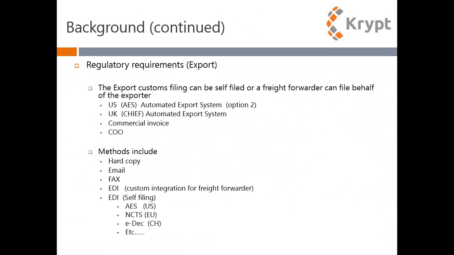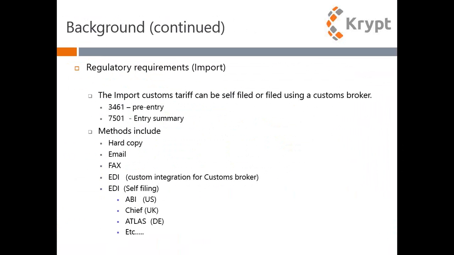Okay, export customs filings can occur in really a multitude of ways. So GTS can be used to electronically self-file with the customs authorities, or information can be provided to a freight forwarder on behalf of the exporter of record. And then we can see some of the methods here. So we can send that either a hard copy, an email, a fax, or an EDI communication.